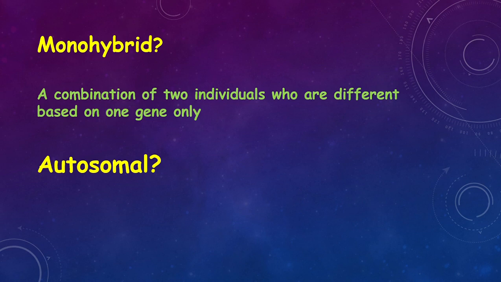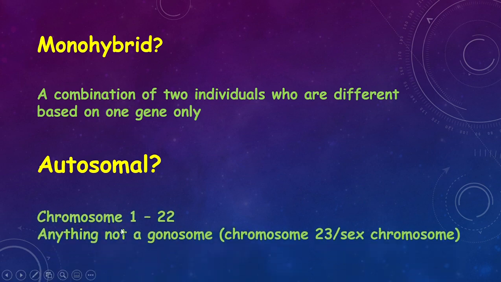Now, the actual chromosomes themselves, we can categorize into both autosomes and gonosomes. An autosome is anything where the gene's locus is on chromosome 1 to 22. Remember, as humans we have 23 pairs of chromosomes. So any of the genes that we deal with that fall on chromosome 1 to 22 are going to be autosomal. It is essentially anything that is not a gonosome.